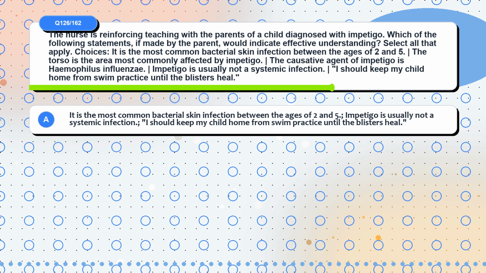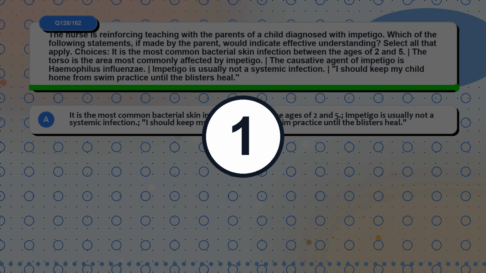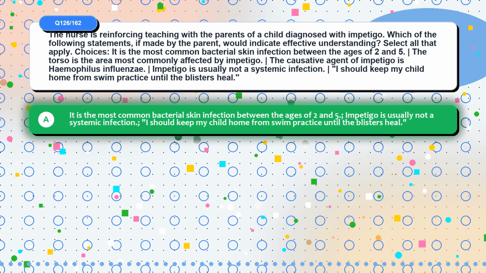Here are the options. Option A. It is the most common bacterial skin infection between the ages of 2 and 5. Impetigo is usually not a systemic infection. I should keep my child home from swim practice until the blisters heal. The correct answer is option A.